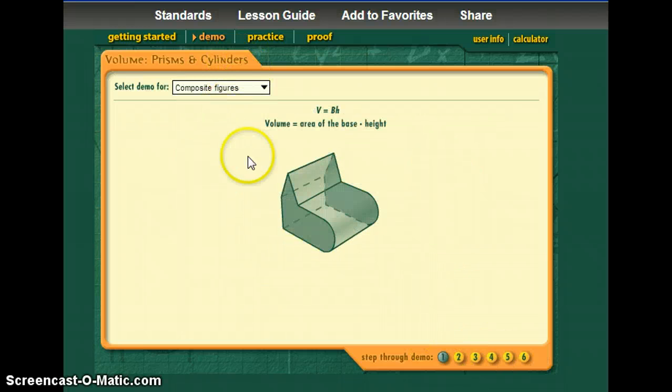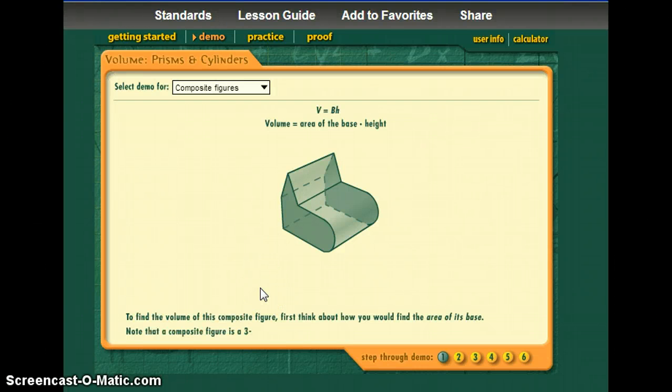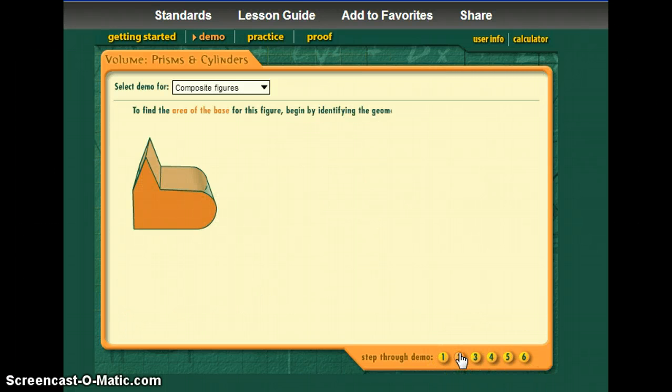Okay, we're going to look into composite figures. Composite figures are the same exact thing, except now we have to think about it in different parts rather than just one underlying area. Here they're showing you that the base, the big B, is made up of a triangle, a rectangle, and a semicircle.